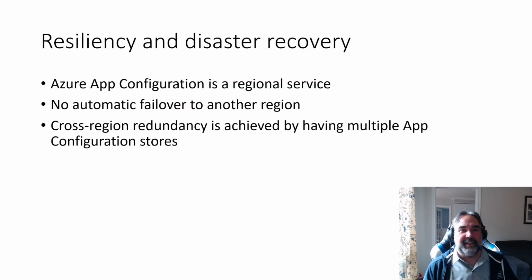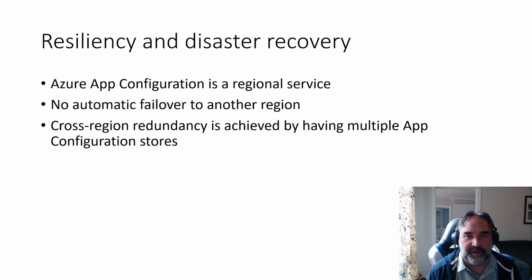Okay, so in terms of high availability, Azure App Configuration is currently a regional service, so it doesn't have failover and whatnot. You can't set up multiple regions to other. You can't set up automatic failover to other regions. And you also can't have your application be cross-redundant by having multiple app configuration stores. So there is a way around that.